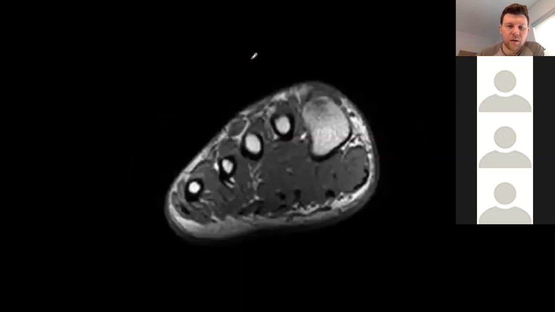Good. All right. If we're moving a little bit more proximal, you would say this is a coronal T2 image at the level of what? Yeah, we can start to see some of the first met base here, but really the metatarsal shafts. So this gives you a lot of anatomy to look at, and we can see a bunch of different things here.